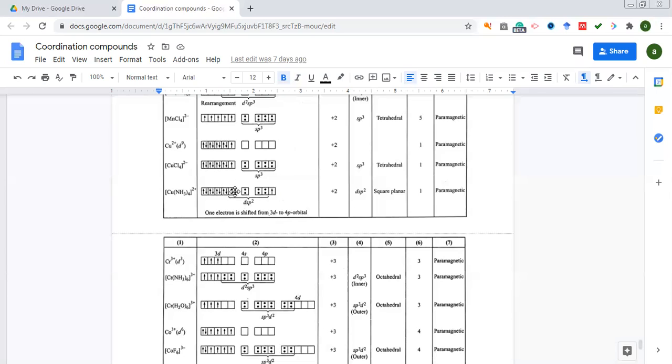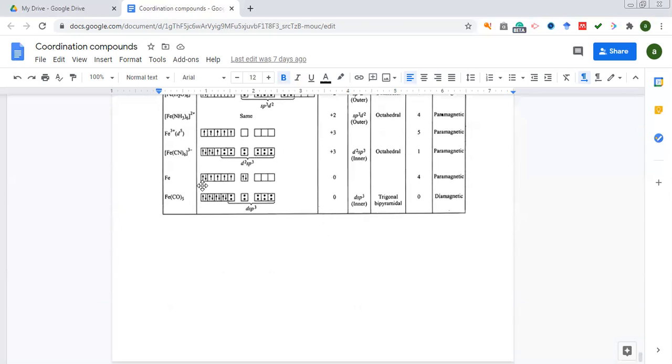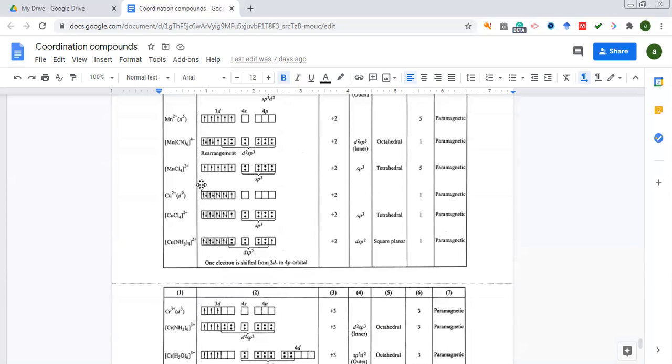So thereby providing an inner d vacant orbital. So now this inner d orbital, 1 s orbital and 2 p orbitals, these 4 orbitals undergo dsp2 hybridization and result in square planar geometry. Magnetism is the same. Okay. So you will do the remaining ones, and in the next class we will discuss magnetism.